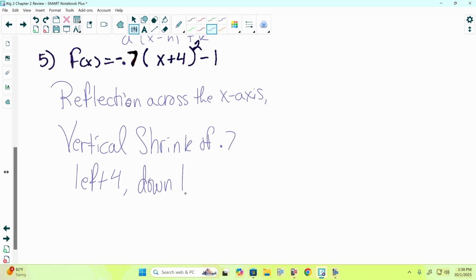If A was positive, there would be no reflection across the x-axis. If A is positive 1, there's no reflection across the x-axis. There is no vertical stretch or shrink. Questions on number 5? That one really hit all 4 of our main ones. There's not going to be a reflection across the y-axis, and there's not going to be a horizontal stretch or shrink. We won't have either one of those.